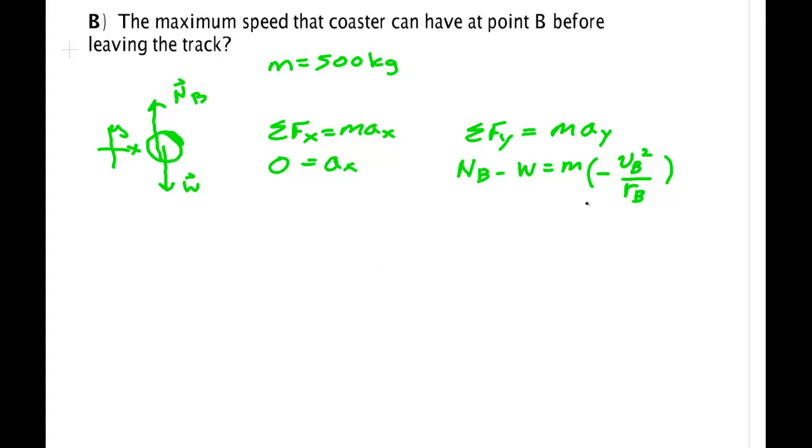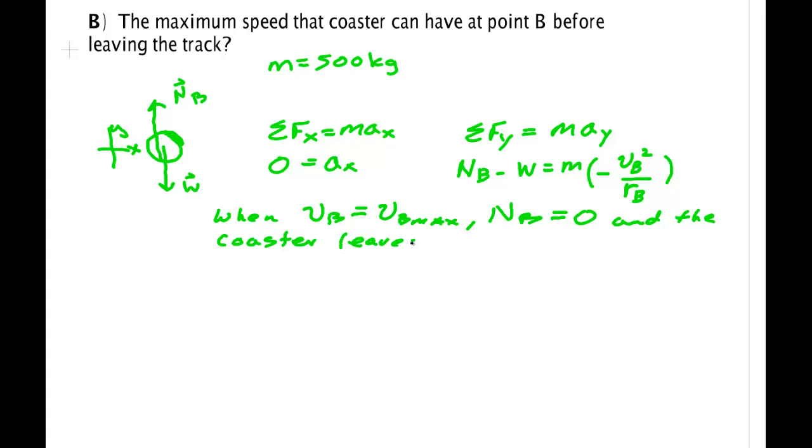Okay, this is true at any point that it's either touching the track or just touching and starting to leave. When VB equals VB max, NB, the normal force, is equal to 0, and the coaster leaves the track. So the condition for the coaster just to leave the track is the moment when NB goes to 0.